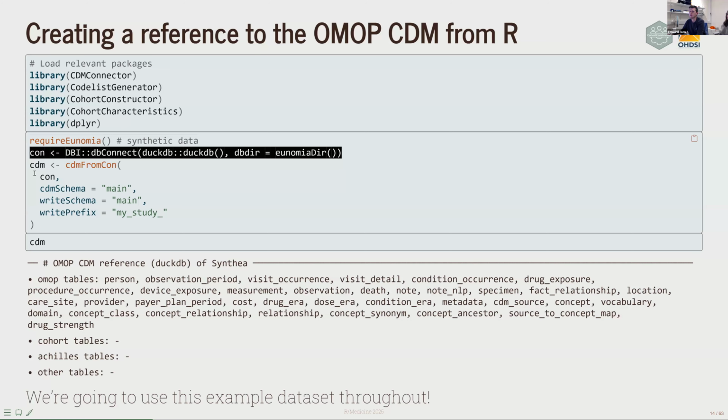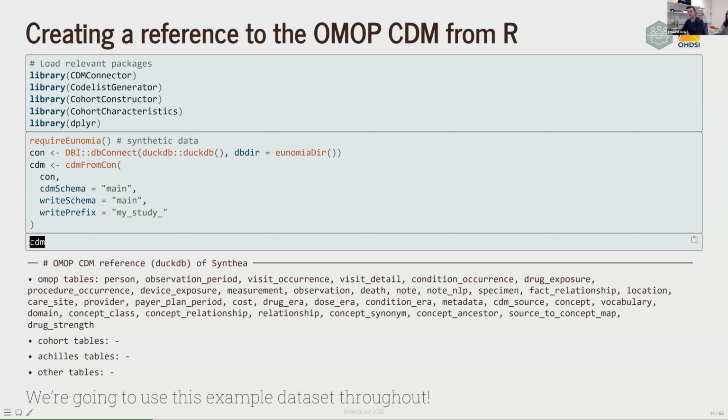And we're going to create what we're going to call a CDM reference. So we point to our database connection. We say where the OMOP CDM tables are kept, in this case in main. Where we can write tables, again, because we're using DuckDB, this is going to be main again. And then we're also going to specify a write prefix, which means that whenever we create a table, it's always going to start with that. That just helps if there are multiple users working with the database, so everyone can prefix their tables differently.